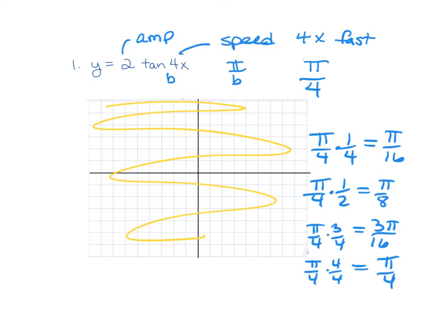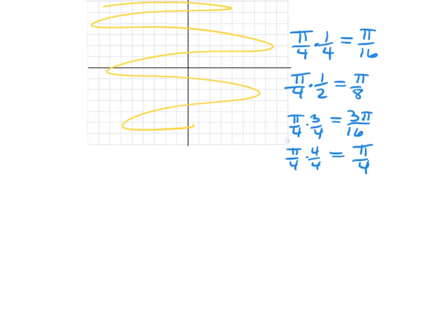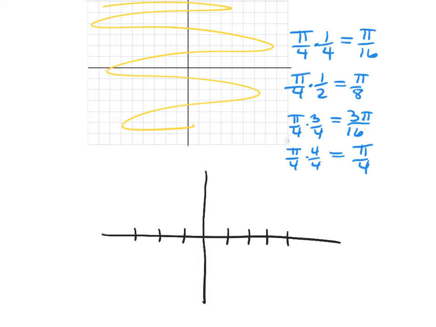I'm going to take these same 4 points and make them negative on the left side. So let's go ahead. 1, 2, 3, 4. 1, 2, 3, 4. So here, I'm going to label this as pi over 16, pi over 8, 3 pi over 16 and pi over 4. Same thing on the left, but they're negative now.